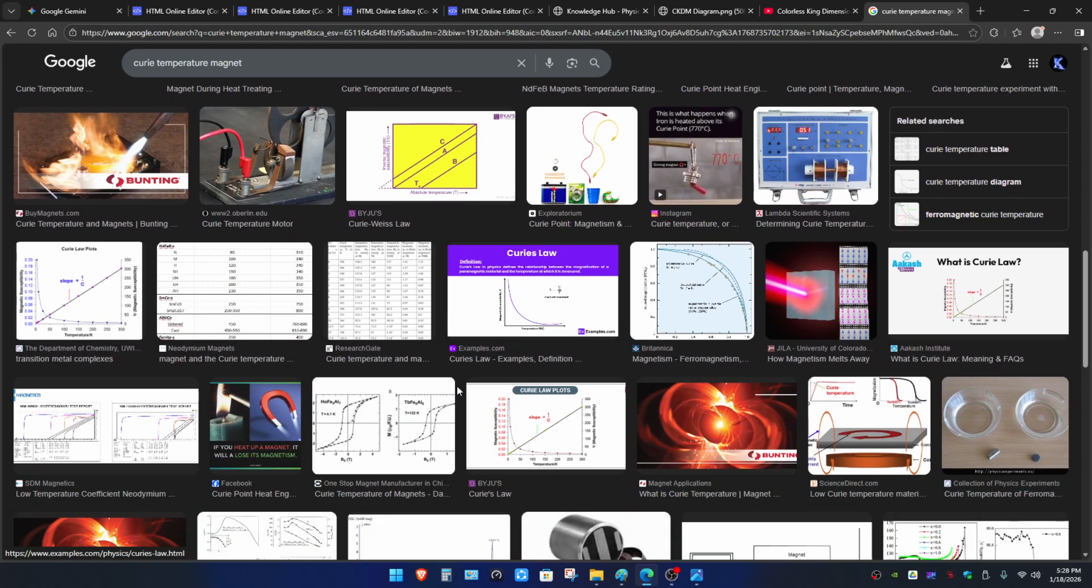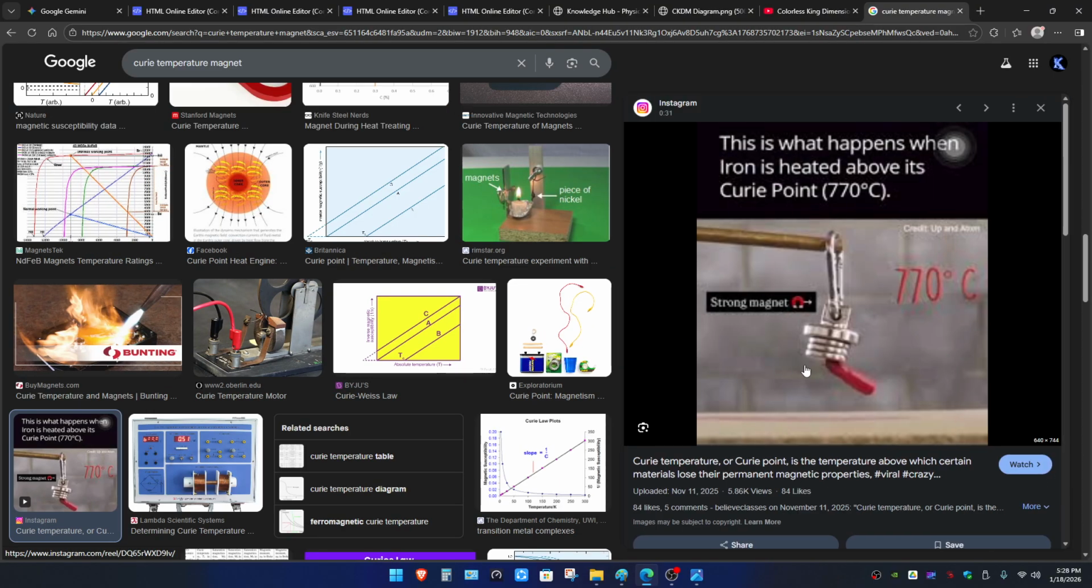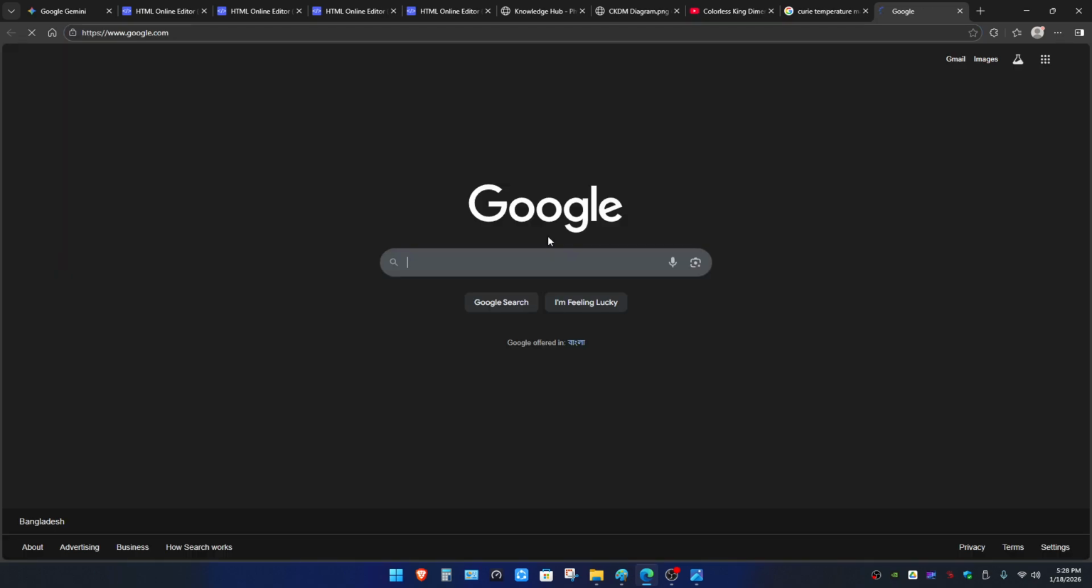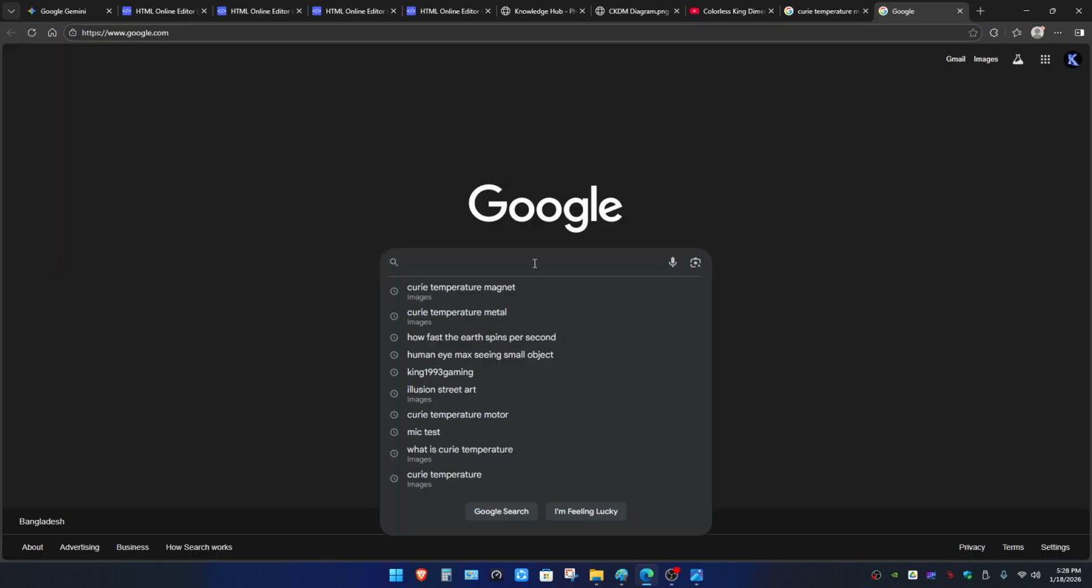There is a YouTube video. Okay, here it is. A YouTuber actually made this, where she placed a magnet here and then heated the magnet, and the magnet lost its magnetic capacity at 770 degrees Celsius. So this was the magnet, but what was the magnet holding? Iron.